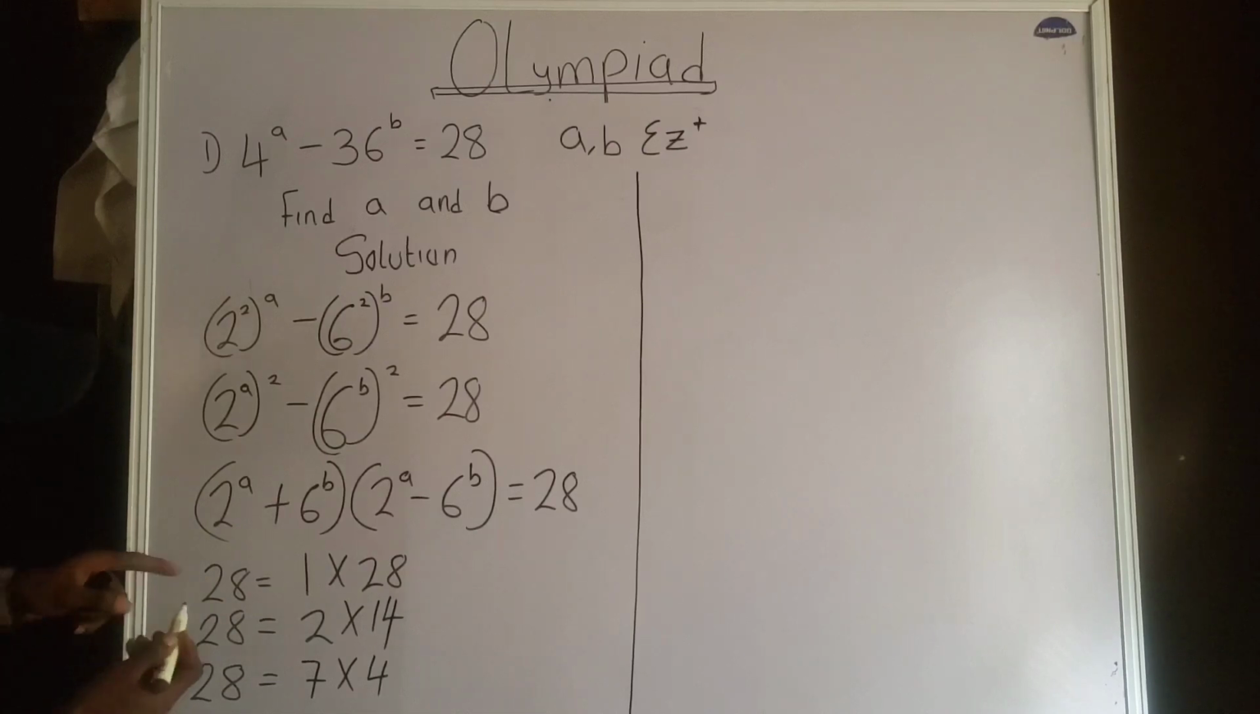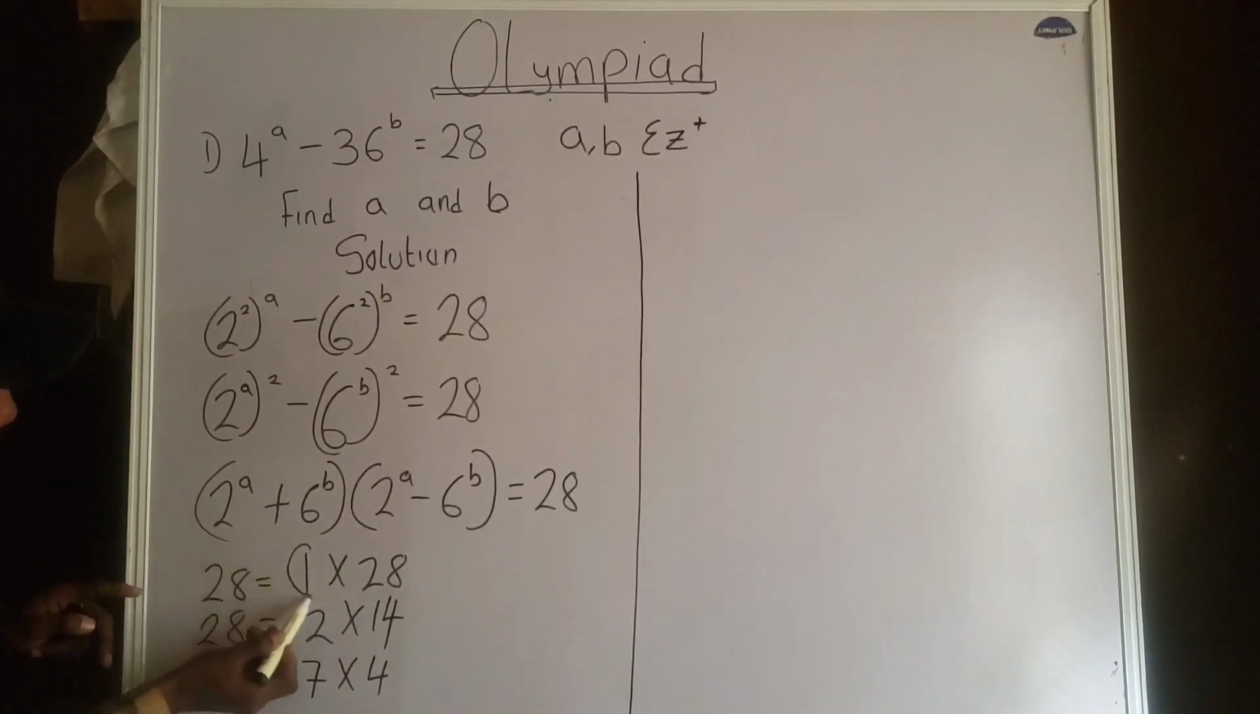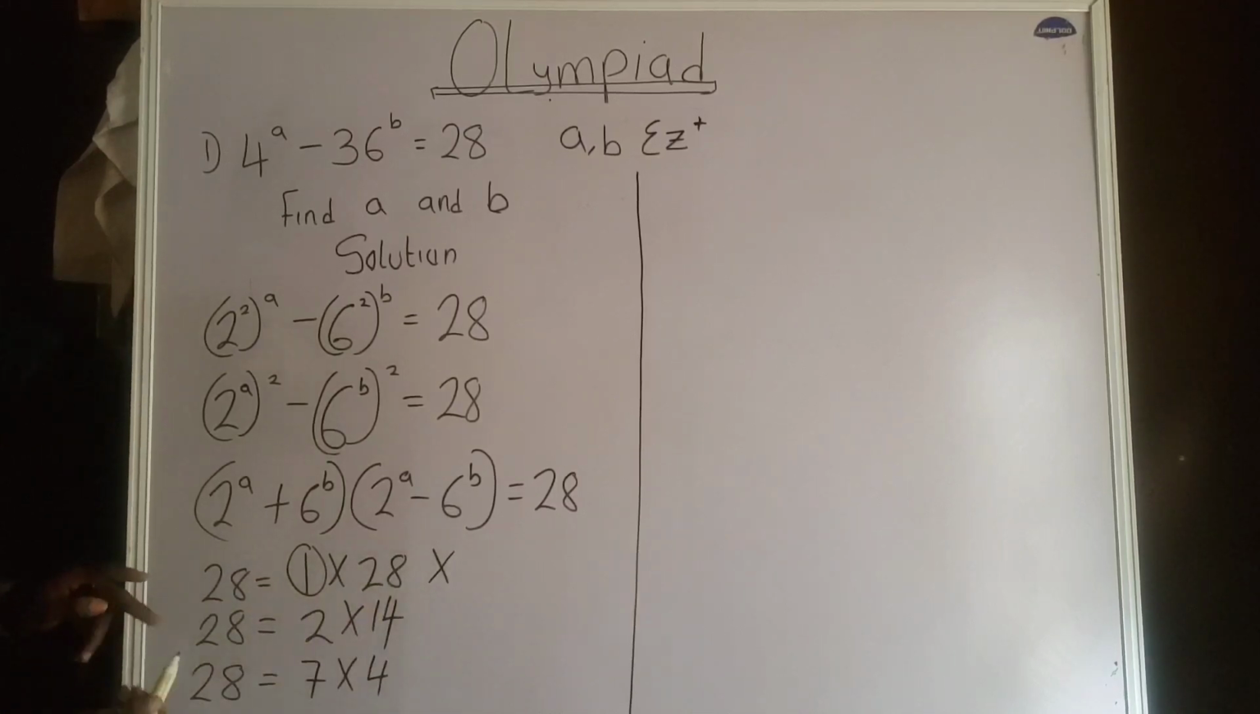And you can see that the first expression of 28 is 1 multiplied by 28. I have an odd number here, so therefore I'm not going to choose this. Also, I have 28 equals 2 multiplied by 14. Both of these are even numbers, so this is the correct answer. And if you look at the third expression, you can see that I have 7 multiplied by 4. This is also not usable because it contains what? 7, which is an odd number.